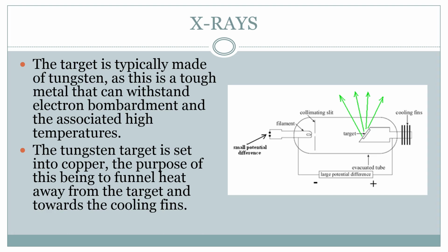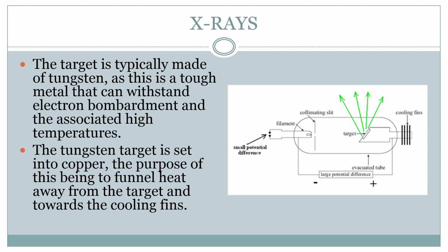Now, the tungsten target is set within a larger piece of copper. And the idea here is that the vast majority of energy that's released in an X-ray tube is actually in the form of waste heat. And if that waste heat wasn't removed, it would lead to the X-ray tube melting or burning out. So copper is used because copper is a very good conductor of heat. The copper conducts away this waste heat out of the tube and into cooling fins that are mounted on the outside where it's radiated off into the air.